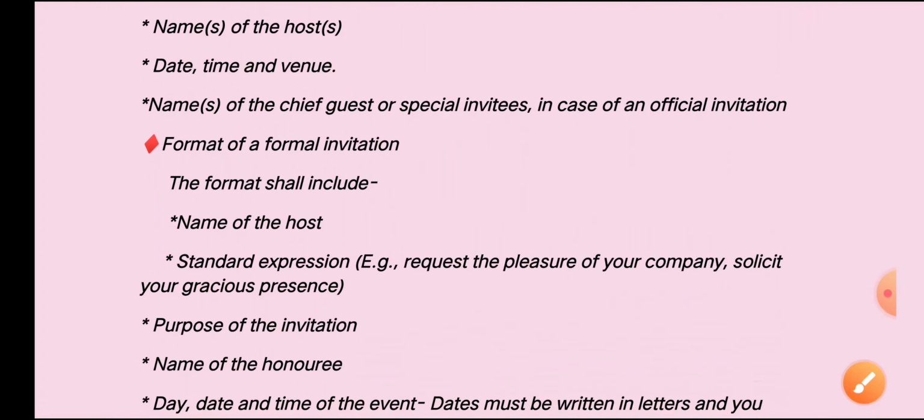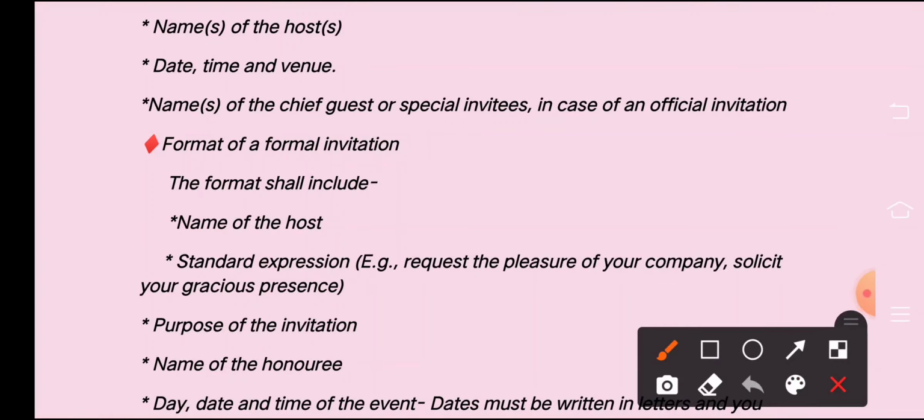After that, in formal letters too, you can use the standard name of the chief guest also. Suppose there is a debate competition, or some annual function, or an annual sports day. In that case you can give special invitees also, in case of an official invitation.